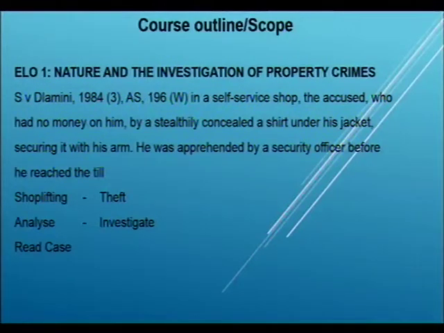State versus Dlamini, 1984, subparagraph 3. In a self-service shop, the accused, who had no money on him, concealed a shirt under his jacket, securing it with his arm. He was apprehended by a security officer before he reached the till. Shoplifting amounts to theft.